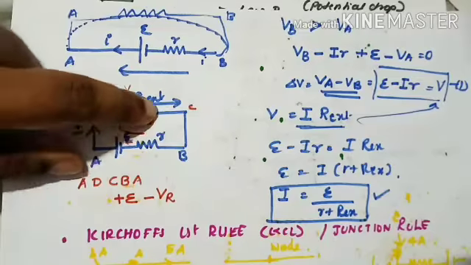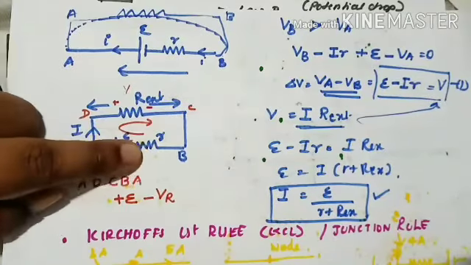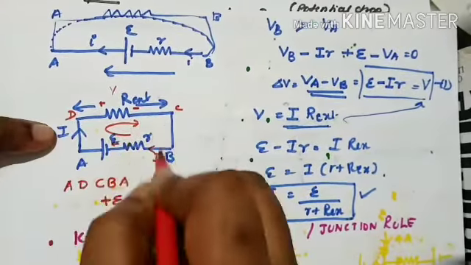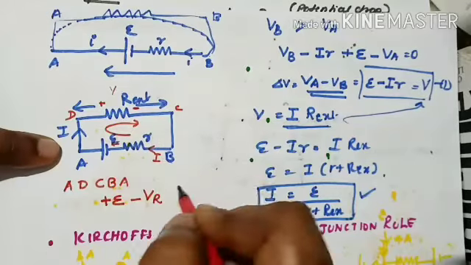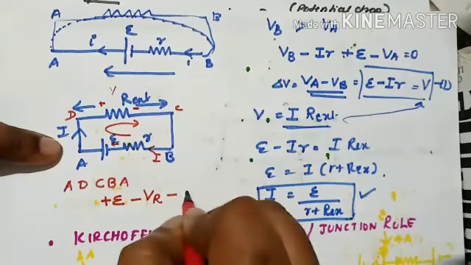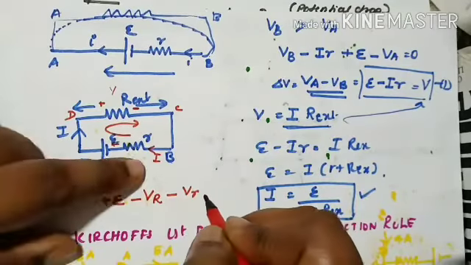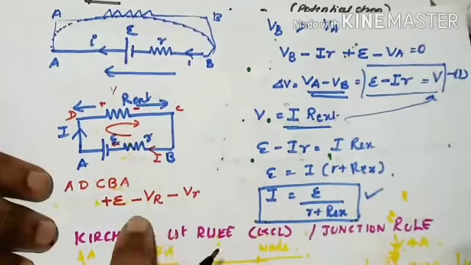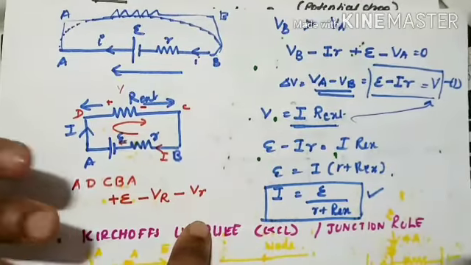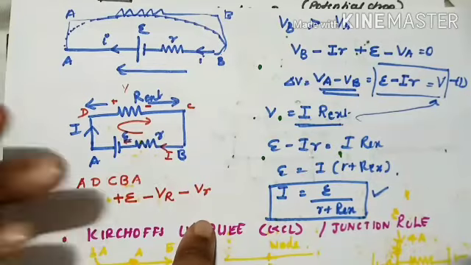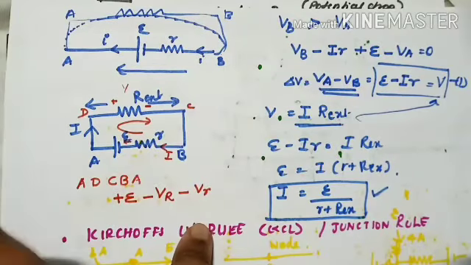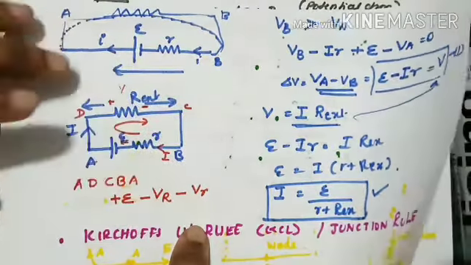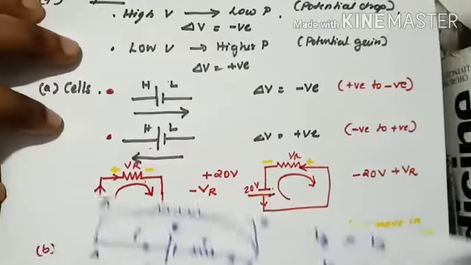Now I moved here, then I reached this resistance. Current is also in this direction, and I am also moving in the same direction. So let us name the potential across the internal resistance as VR. I hope how to write the plus and minus is clear now. I have still not touched Kirchhoff's actual law problems. I just wanted to make sure you understood how to write plus and minus in the case of Kirchhoff's law.